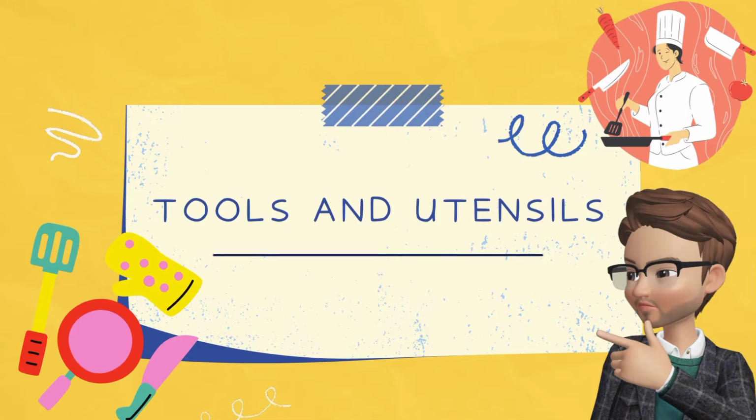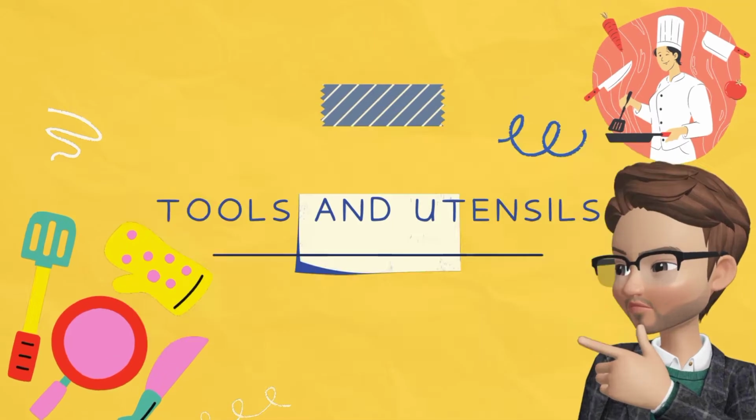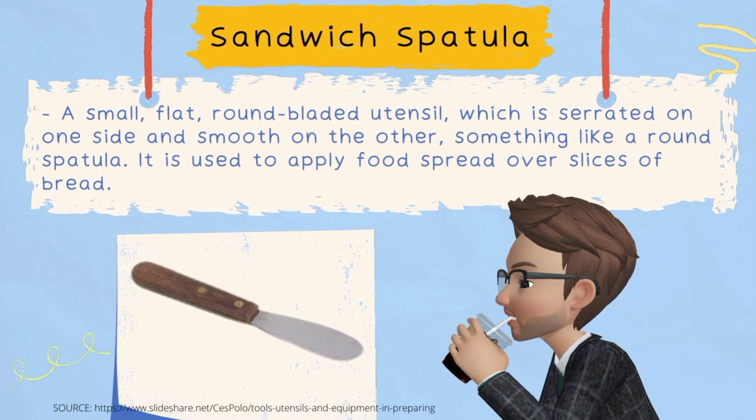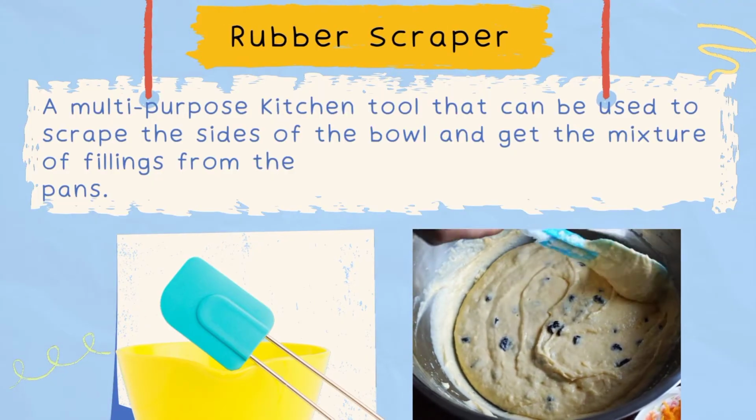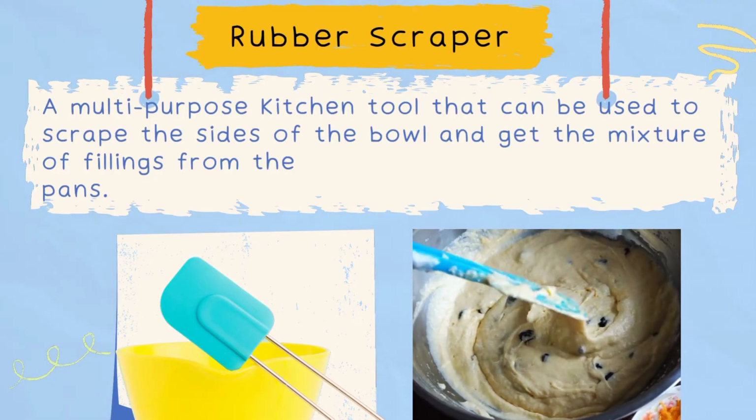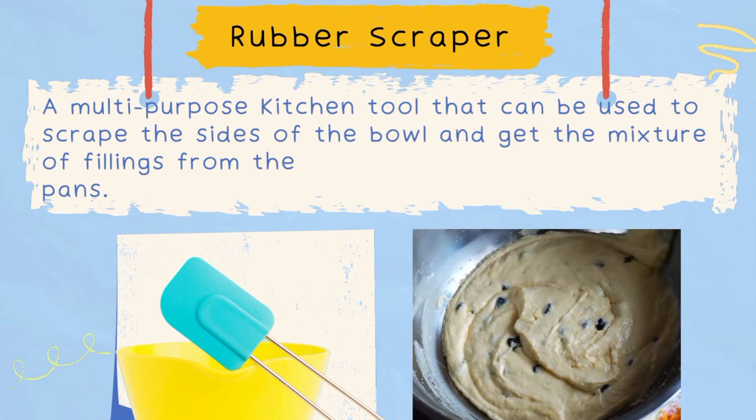Tools and utensils. Sandwich spatula: a small, flat, round-bladed utensil, which is serrated on one side and smooth on the other, something like a round spatula. It is used to apply food spread over slices of bread. Rubber scraper: a multi-purpose kitchen tool that can be used to scrape the sides of a bowl and get the mixture of fillings from the pans.